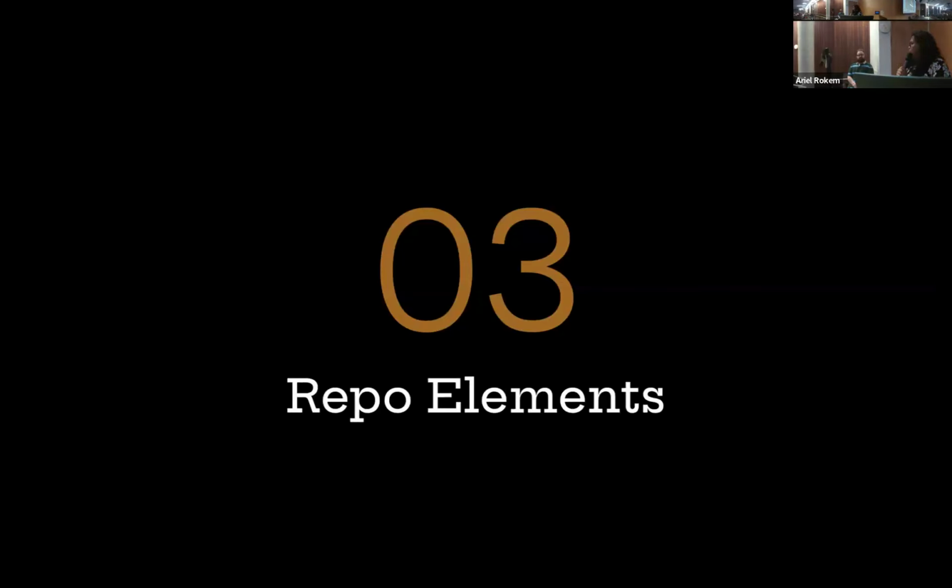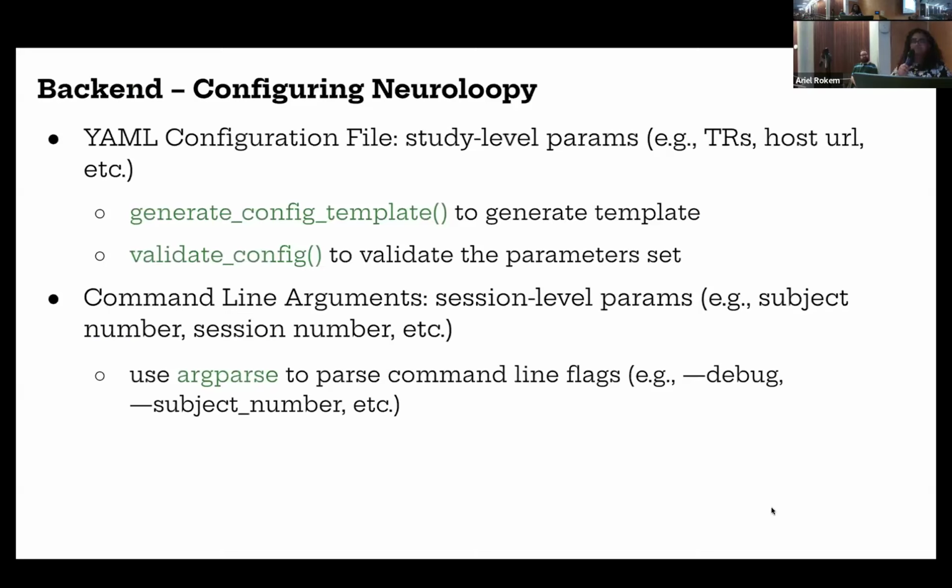Okay, so the first is our backend and configuring the NeuroHackademy package. The first step is the .yml configuration file, which is going to be our study level parameters. These are things that will be the same from participant to participant in a study, but might change from study to study.